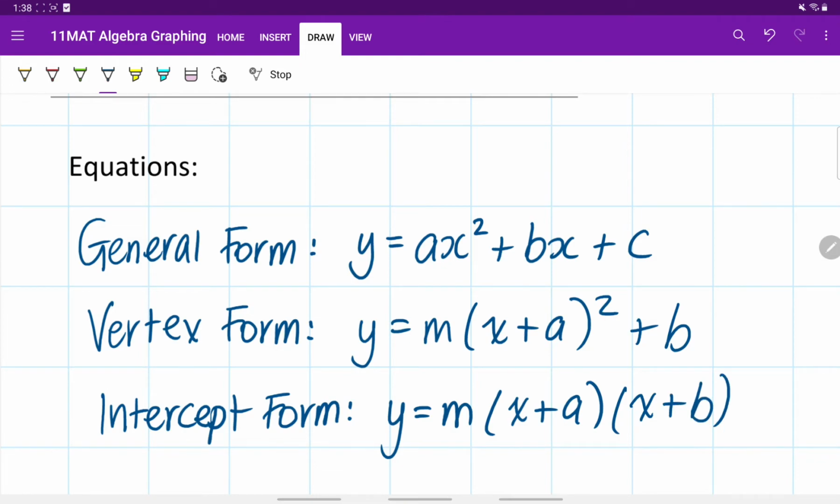Now, those aren't going to make a hell of a lot of sense at this stage, but it is a good idea to write them down, get familiar with them, get familiar with the three different forms, but we will discuss those later.